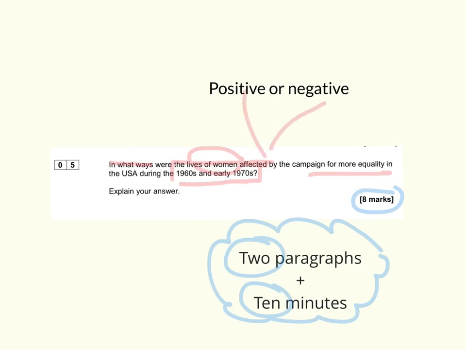Key parts of the question: it's asking you in what ways were the lives of a group of people affected, we'll come back onto that, by something else. And the last thing that you really need to pay attention to is the time period, because a lot of people forget about the time period and they miss out on marks because they write about the wrong thing. But don't be caught out by that word affected. All it's asking you to say is whether there was a positive or a negative impact on the lives of women as a result of the campaigns by the women's liberation movement.